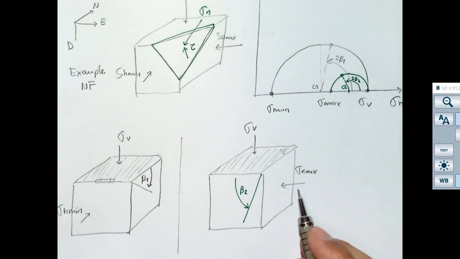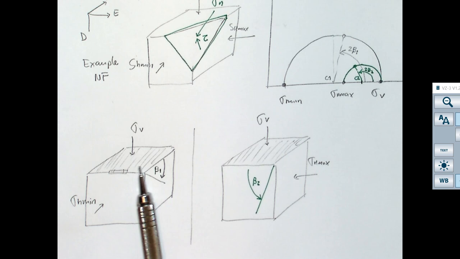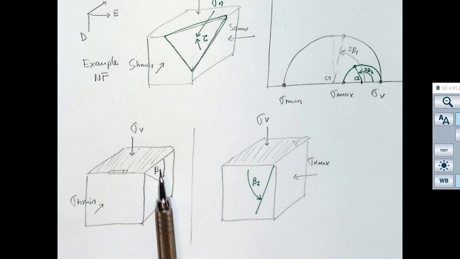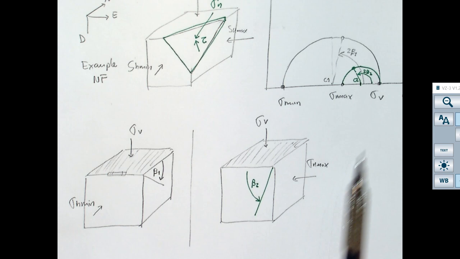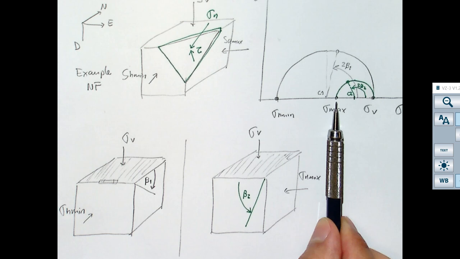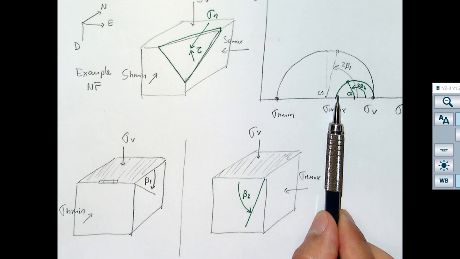Notice that here I'm also shading the plane, and that indicates from which plane I start to measure beta 1 and beta 2. Notice that always in here we start from the maximum stress towards the lowest stress, either sigma H min or sigma H max, right? And always also counterclockwise.